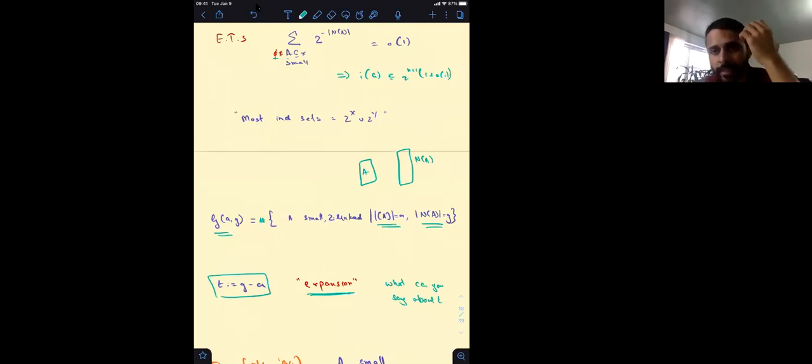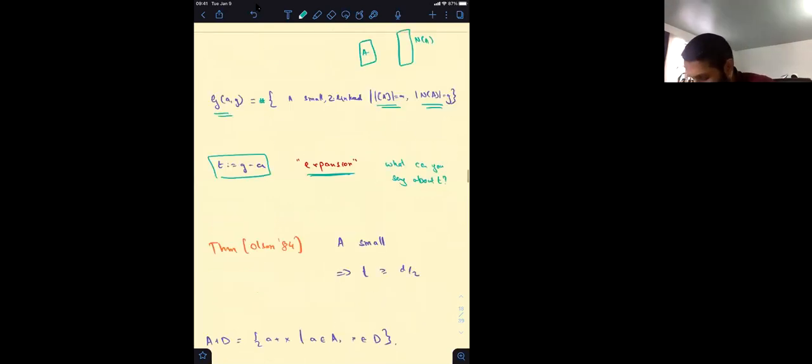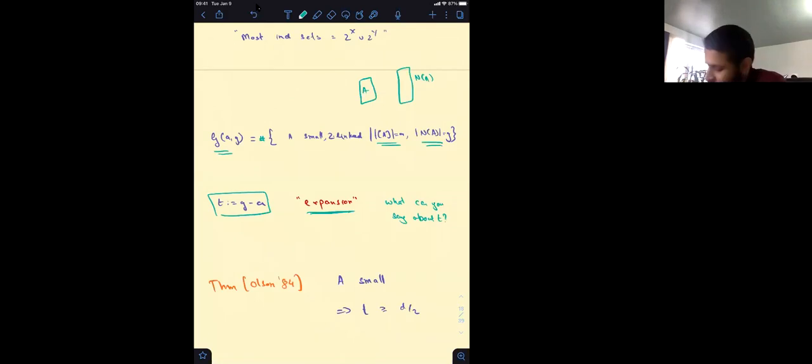Just using the fact that this is a Cayley graph, can you say anything non-trivial about T right off the bat? The answer is that you can. There's a theorem of Olson from 1984, which says that if A is small, then T is at least D over 2, where D is the degree. So every small set has a neighborhood at least D over 2 larger than itself.